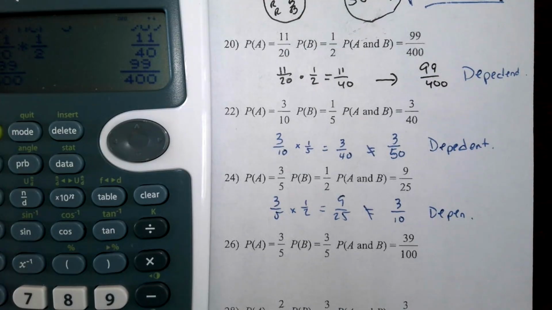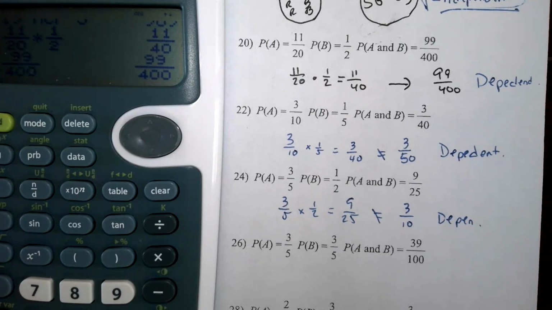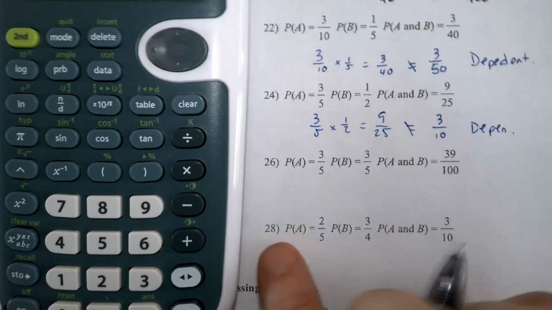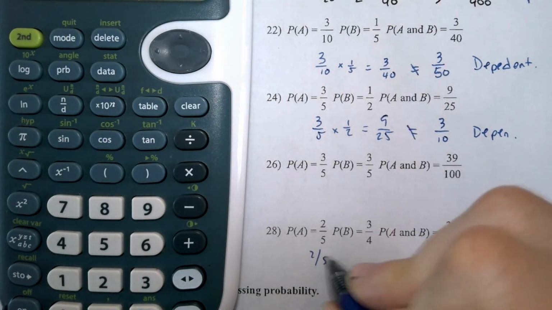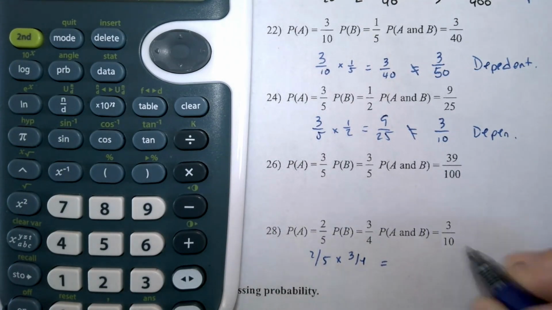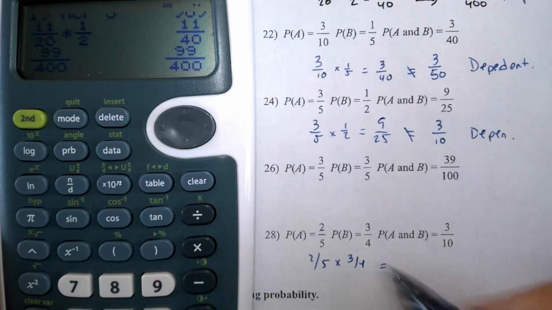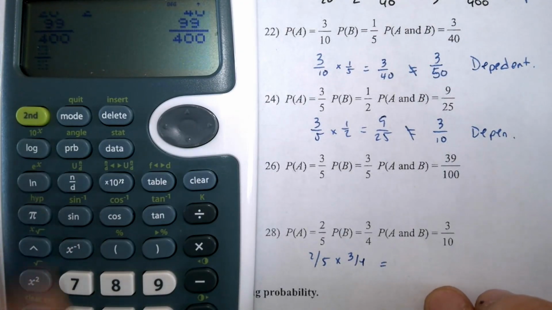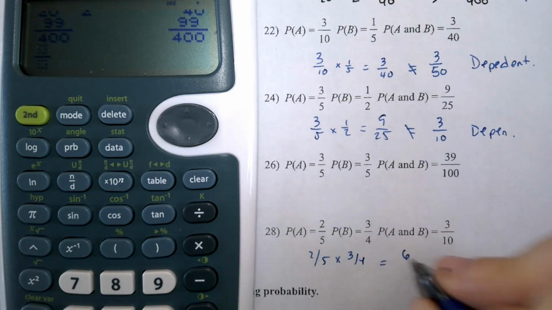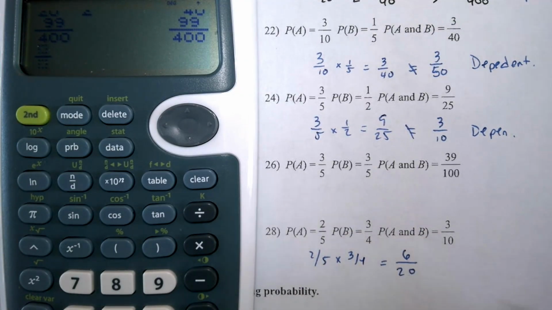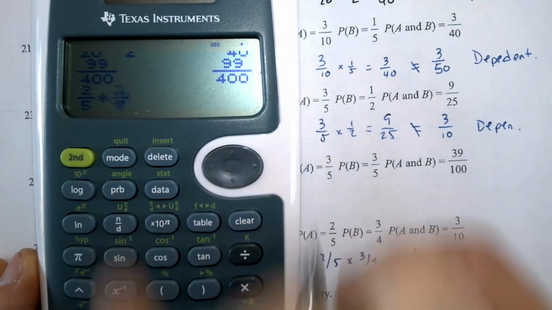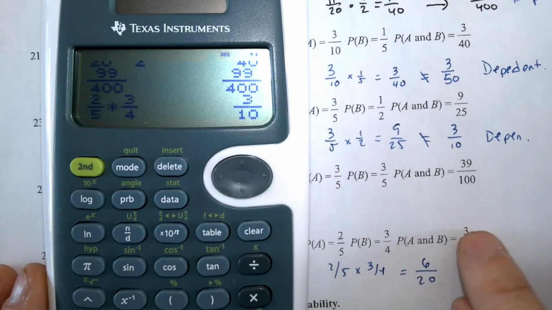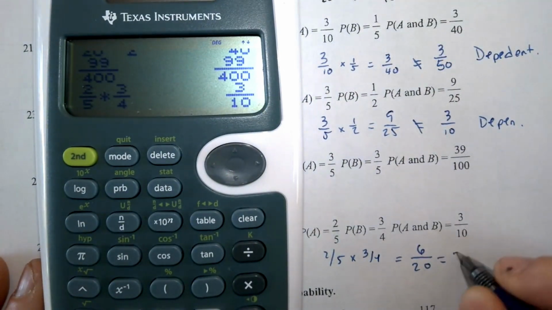All right, I've got my answer key in front of me. Okay, found one. That is independent, finally. Let's see if this one actually works. Number 28 is supposed to be independent. 2 out of 5 times 3 out of 4. Does that equal 3 out of 10? You could use your fraction button in your calculator, but I'm going to multiply 2 times 3 to make 6, and 5 times 4 to make 20. If I did it in my calculator, 2 out of 5 times 3 out of 4 is 3 out of 10. What does it say it's supposed to equal? Finally, 3 out of 10.